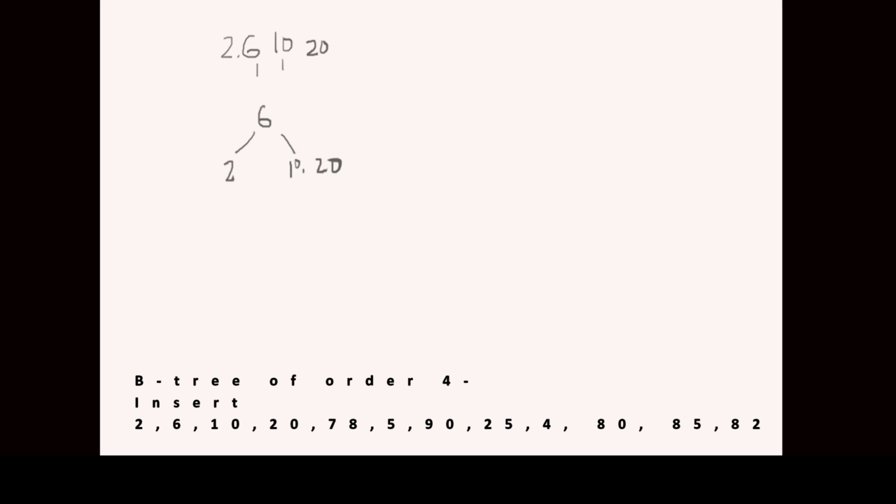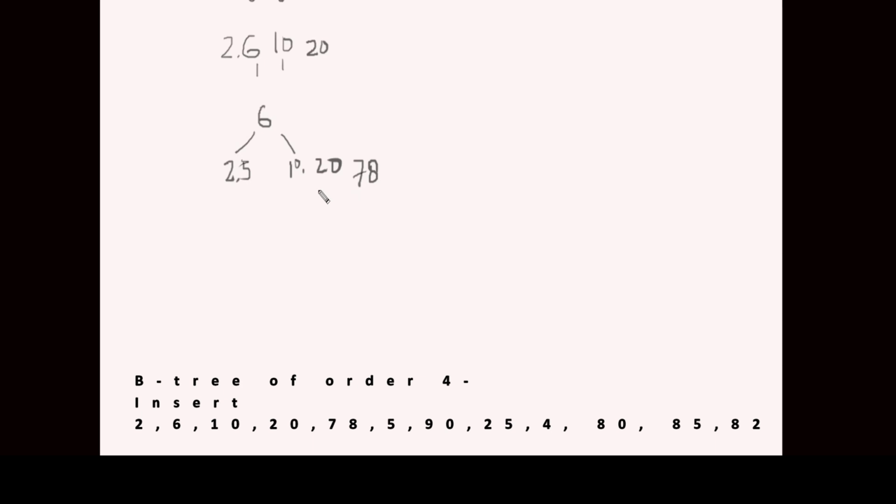Okay. Then 2 is done, 6 is done, 10 is done, 20 is done, then 78. 78 starts from the root, and then we find that 78 should be inserted here. Every key that we are inserting, every value, must be inserted at the leaf. This is the property we know. Then 78 is done, then 5. So 5 is going to be inserted here, because every node can have a maximum of 3 values. This node still has 2 values, so there is no issue.